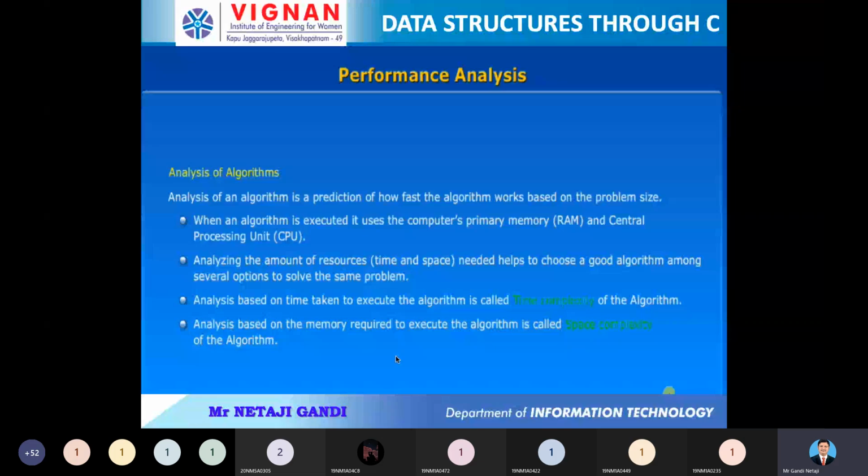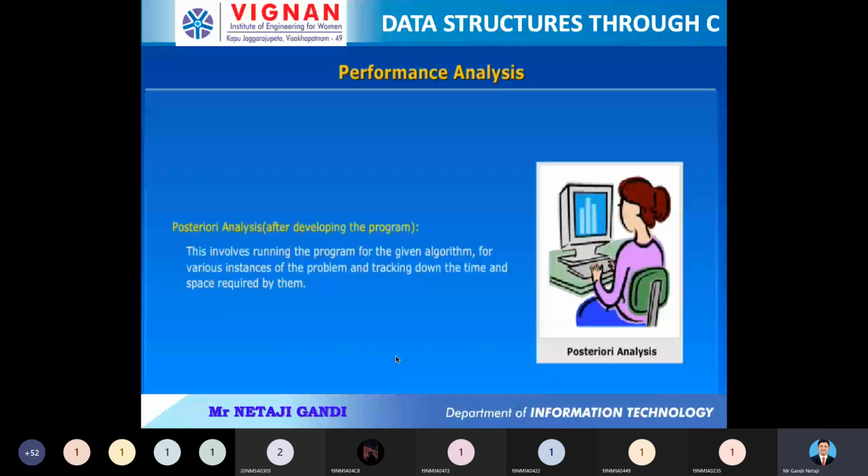So now there are two types of performance analysis. If you are a developer in a real-time scenario, an employee in a company like TCS, two types of analysis are very, very important. One is posterior, another one is priori. So what is the priori analysis and posterior analysis?